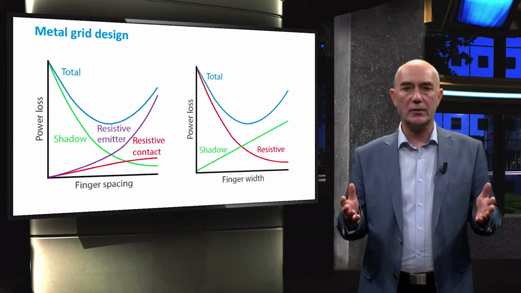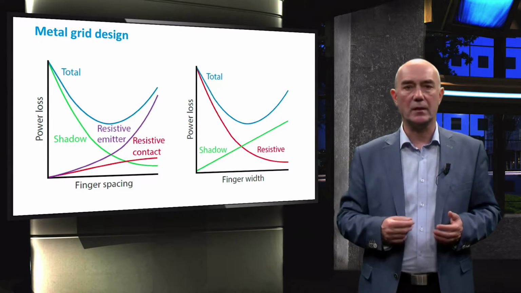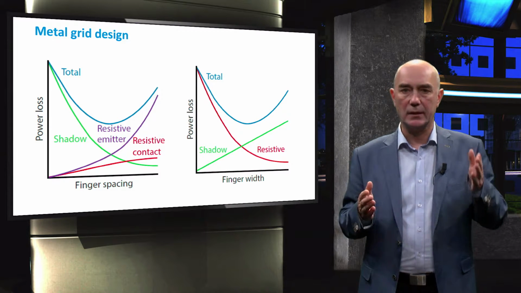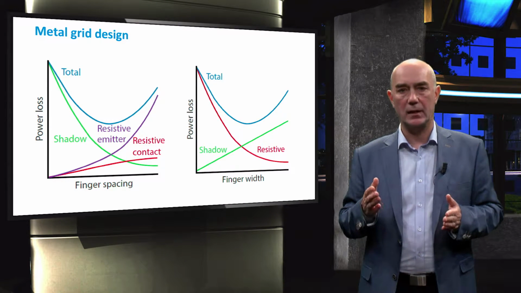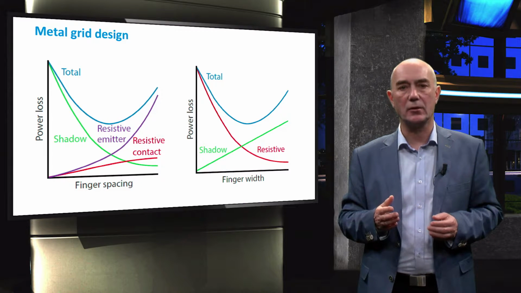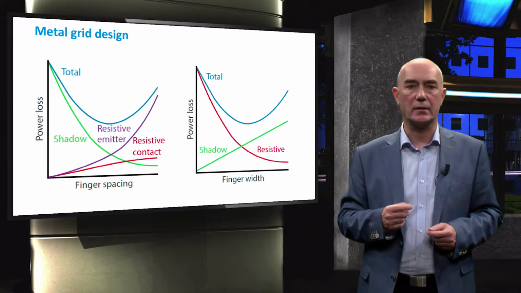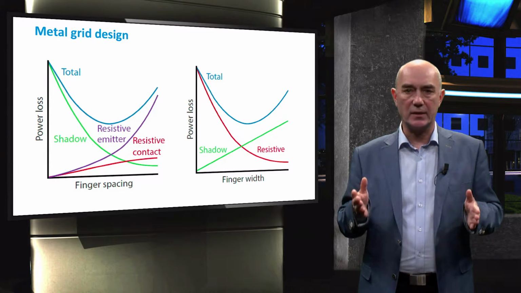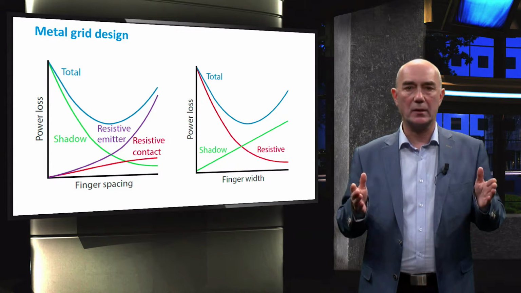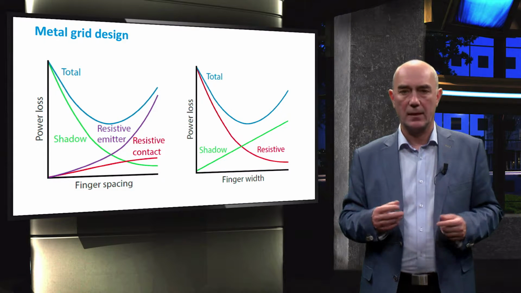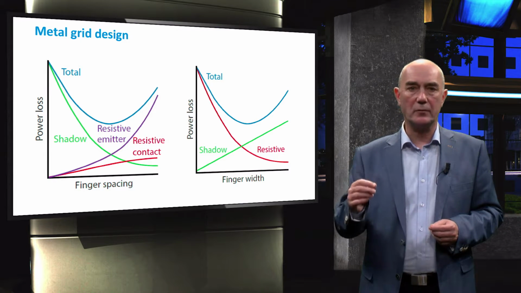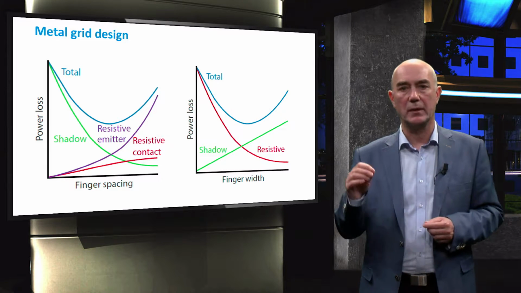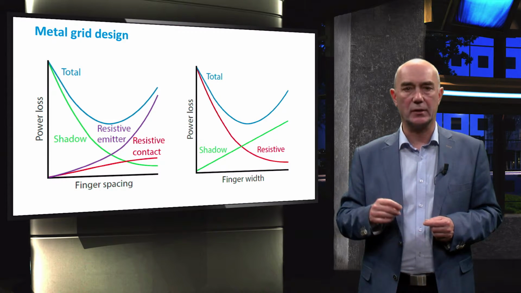A similar relation is present with the finger width. From the right figure, we conclude that the larger the finger width is, the higher the shading losses, but the lower the resistances. An optimum finger width exists, at which the power losses are minimal. This illustrates one of the many trade-offs that engineers have to work with when designing a good functioning solar cell.